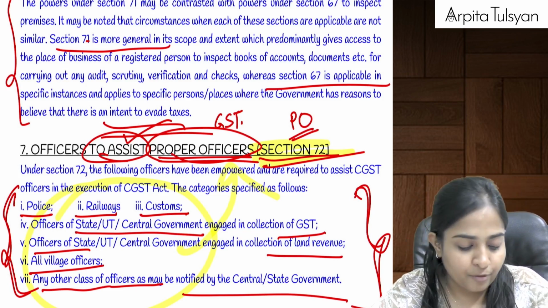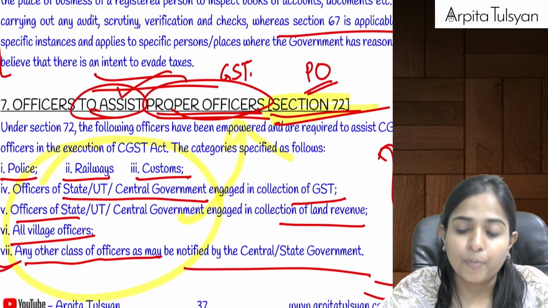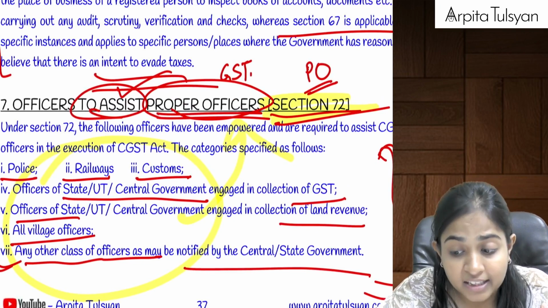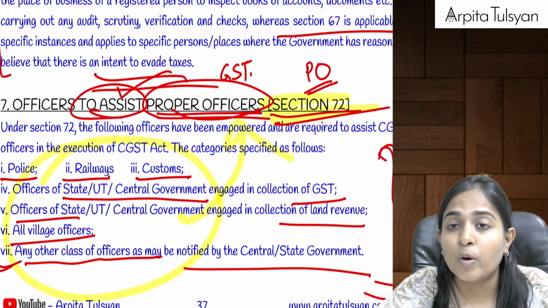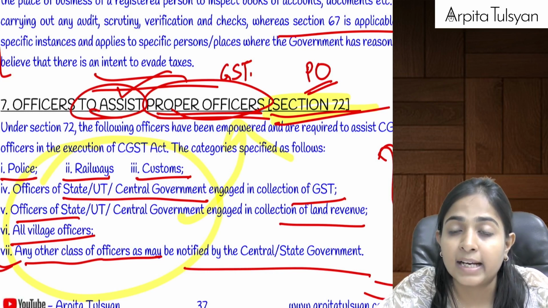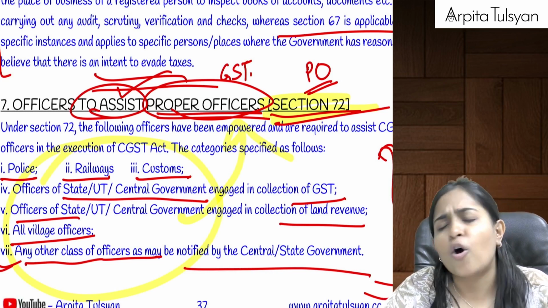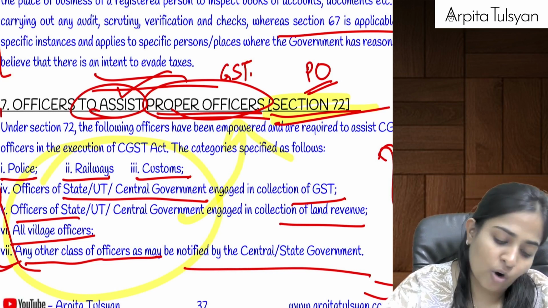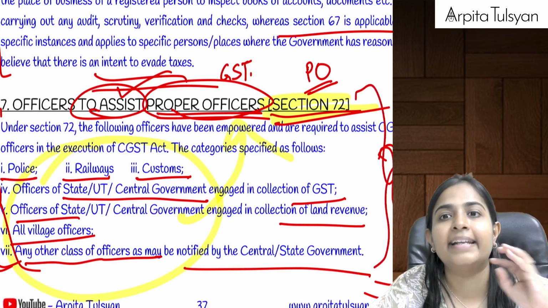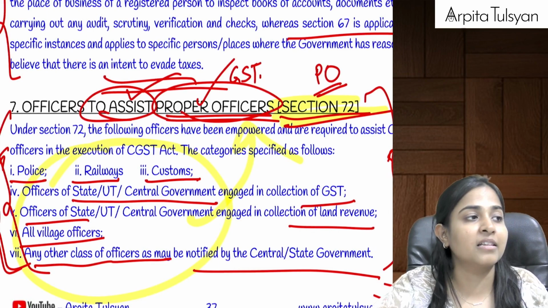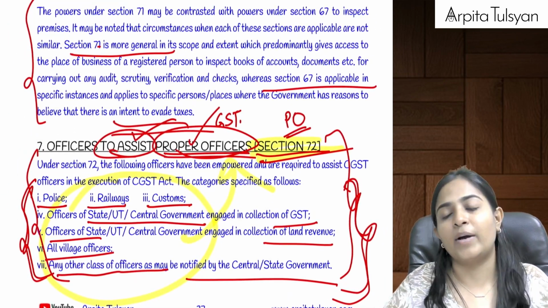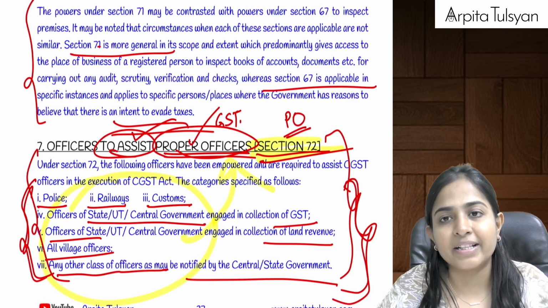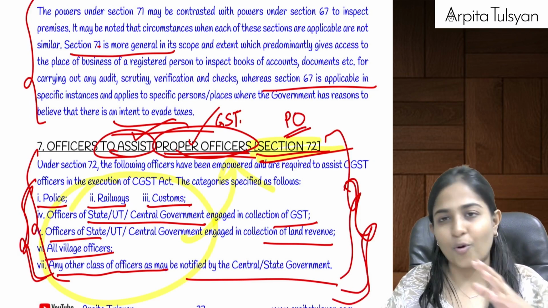So they have put it in the law itself that police, railways, customs authorities, other GST authorities, officers collecting land revenue, village officers, or any other officers as notified by the government are mandatorily required to assist the proper officers. Mandatorily required to assist the proper officers for what? Whenever they are conducting their scrutiny, verification, checks, audit, and all this.